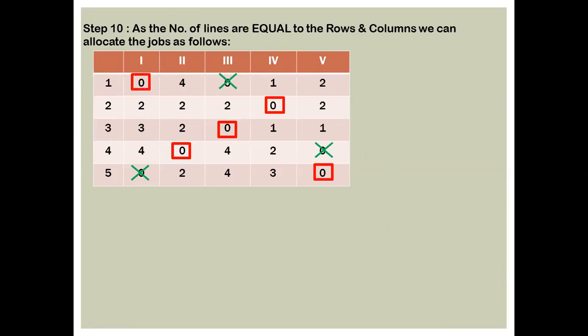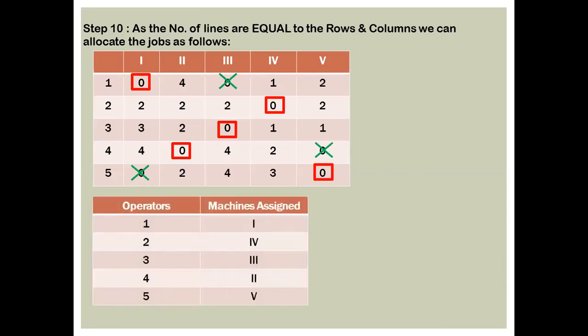So class, now what is your observation? So the observation is each particular person is having each particular job. So that means my final answer is finally coming around. So there were 5 operators and each operator has got a machine assigned. So the first operator got the first machine, the second got the 4th machine, the third got the 3rd one, the 4th got the 2nd one, and the 5th got the 5th one.